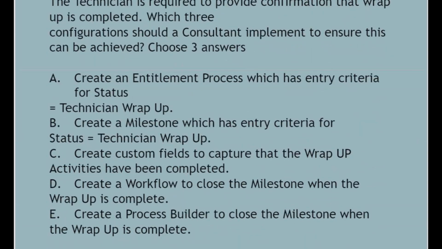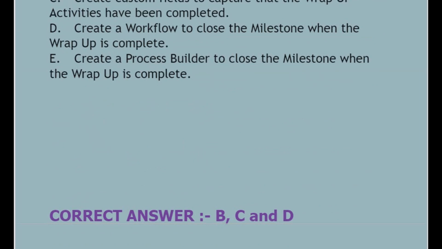Option A, create an entitlement process which has entry criteria for status equals technician wrap-up. Option B, create a milestone which has entry criteria for status equals technician wrap-up. Option C, create custom fields to capture that the wrap-up activities have been completed. Option D, create a workflow to close the milestone when the wrap-up is complete. Option E, create a process builder to close the milestone when the wrap-up is complete. Correct answer is option B, C, and option D.